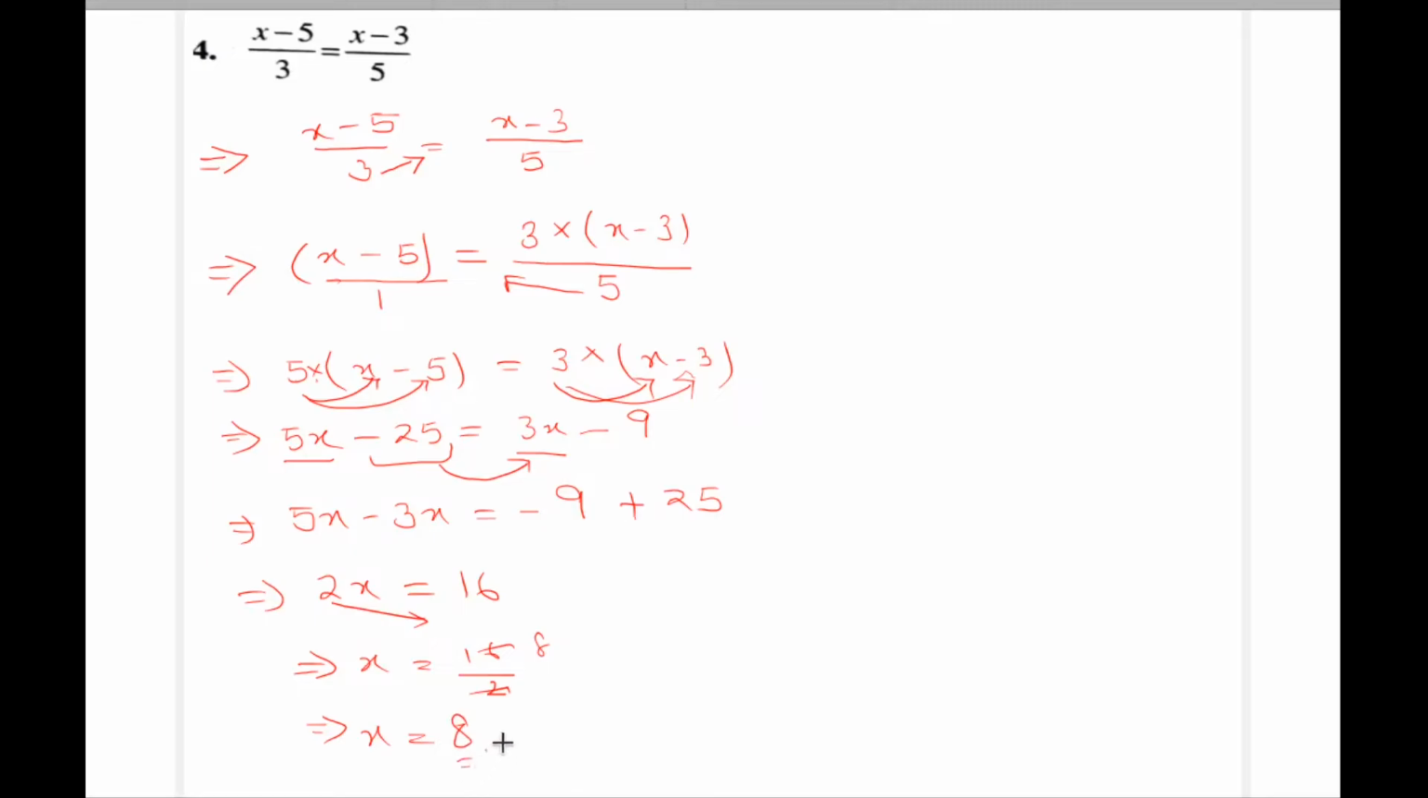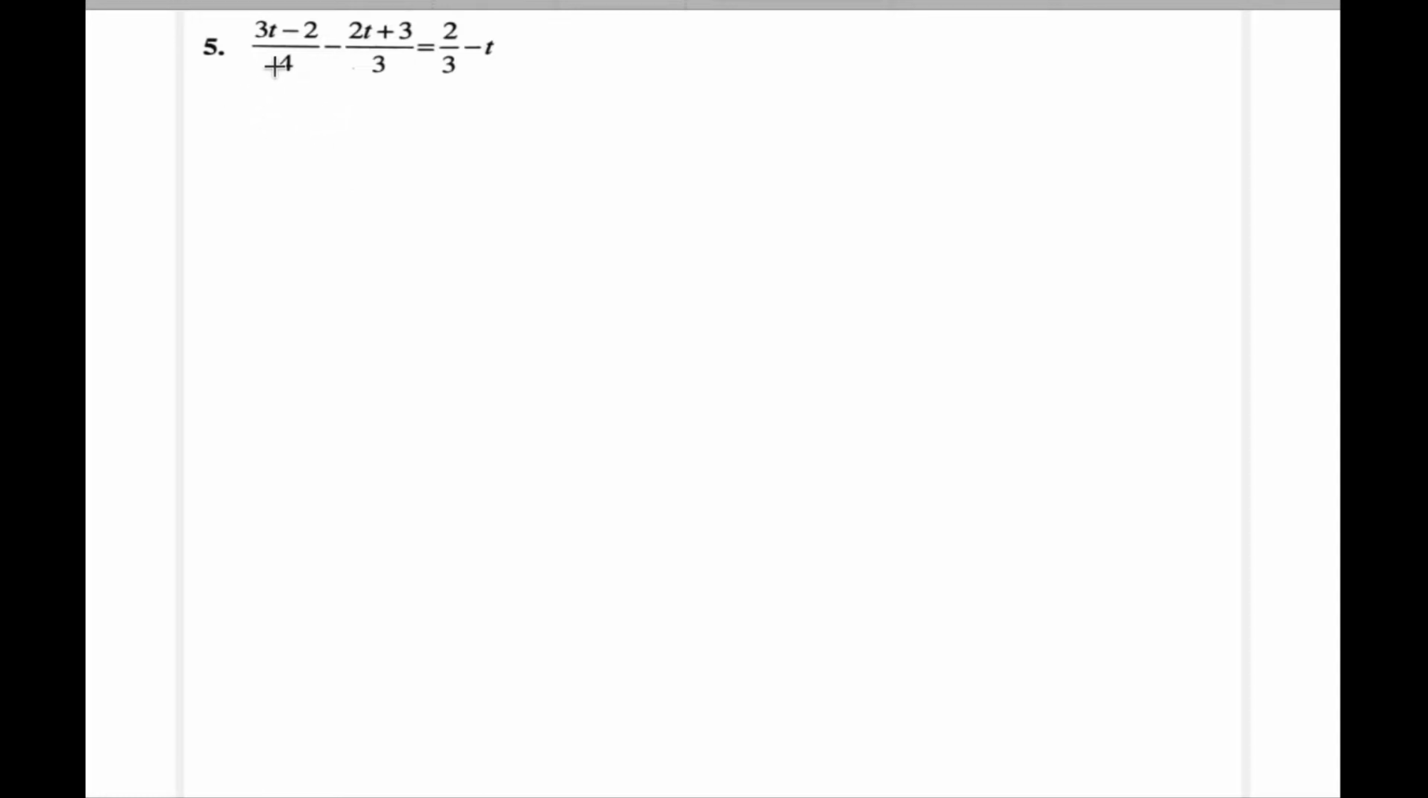Very simple sum. Okay. Now, question number 5. Here the variable is t. So we have here (3t minus 2) by 4 minus (2t plus 3) by 3 equals 2 by 3 minus t. Okay. So first, we will see there are many methods to solve it. I will do the simple method here so that you don't become confused.